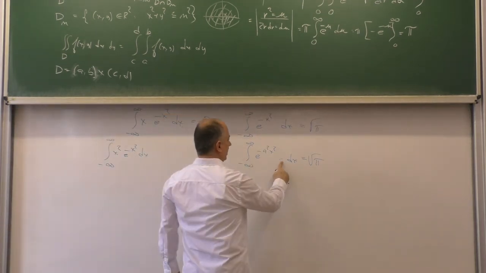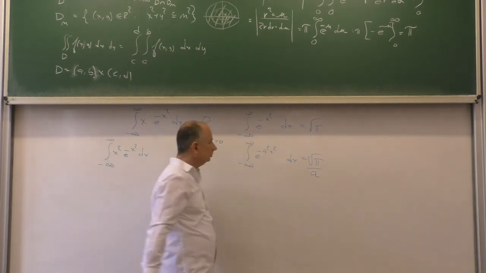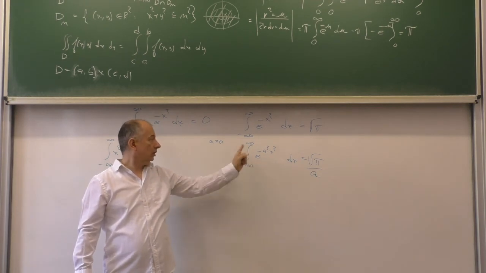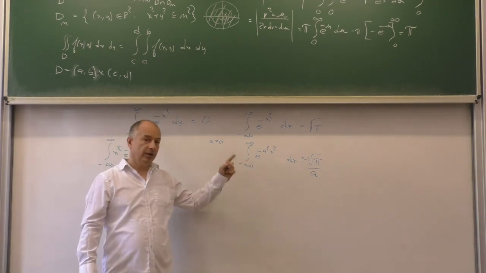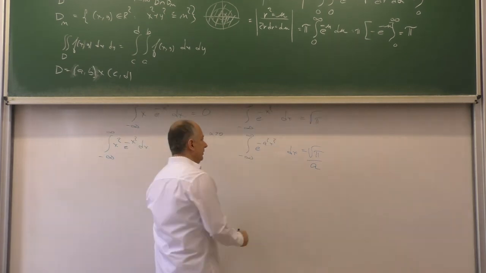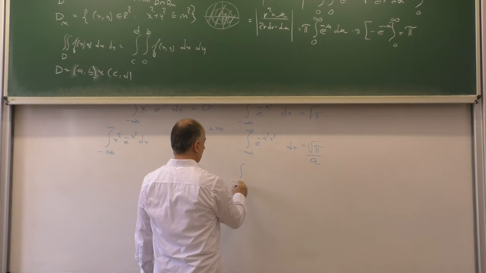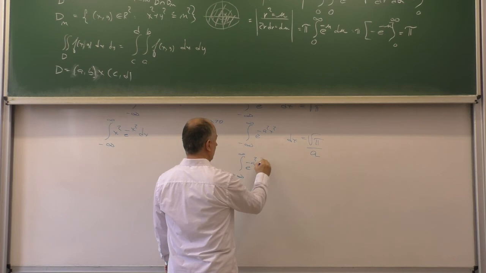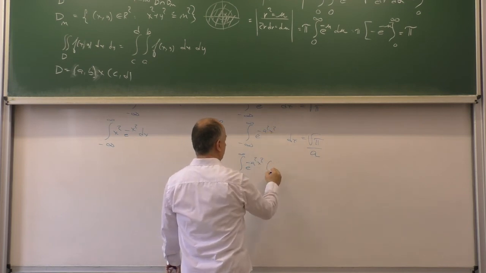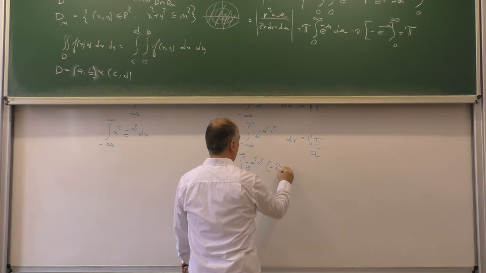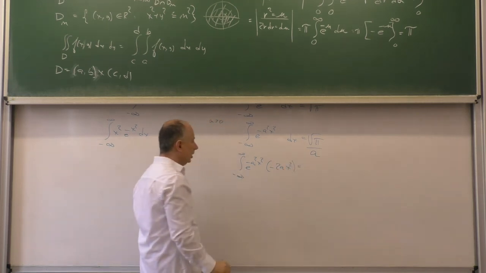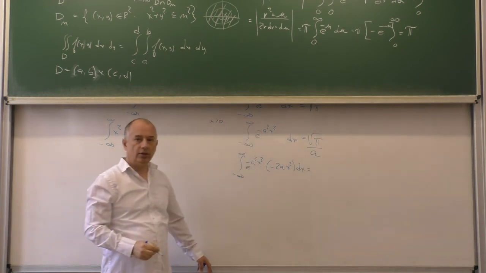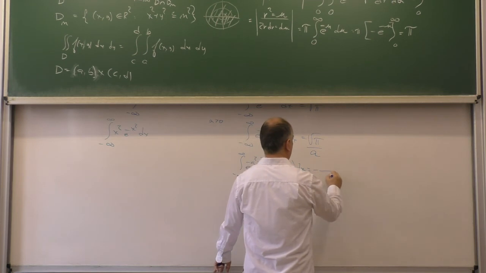We can divide by a, and now this is true for all positive a, so we can differentiate with respect to a. And if we differentiate with respect to a, we get an integral from minus infinity to plus infinity, e to the minus a squared x squared, times the derivative of the inner function, which is minus 2a x squared dx. And on the right, this is a to the minus 1, which gives minus a to the minus 2.